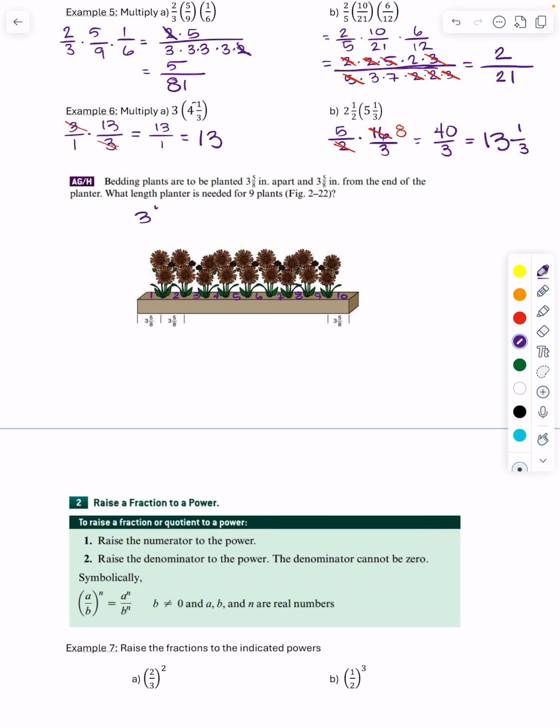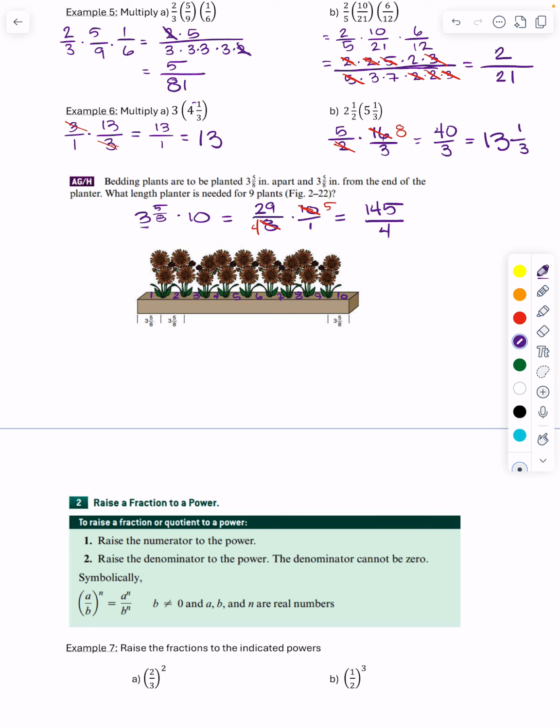So I got 3 and 5/8. I'm multiplying that by 10. Let's see, if I cut 3 wholes into 8 parts, that's 24, plus 5 is 29 over 8. 10 is 10 over 1. Not a whole lot I can cancel here, but 2 does go into 8 4 times, and 2 does go into 10 5 times. I get 145 over 4.